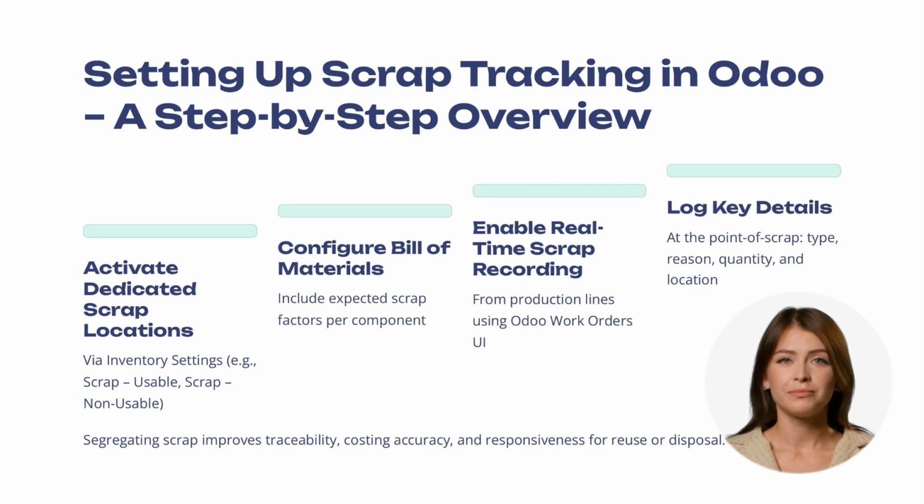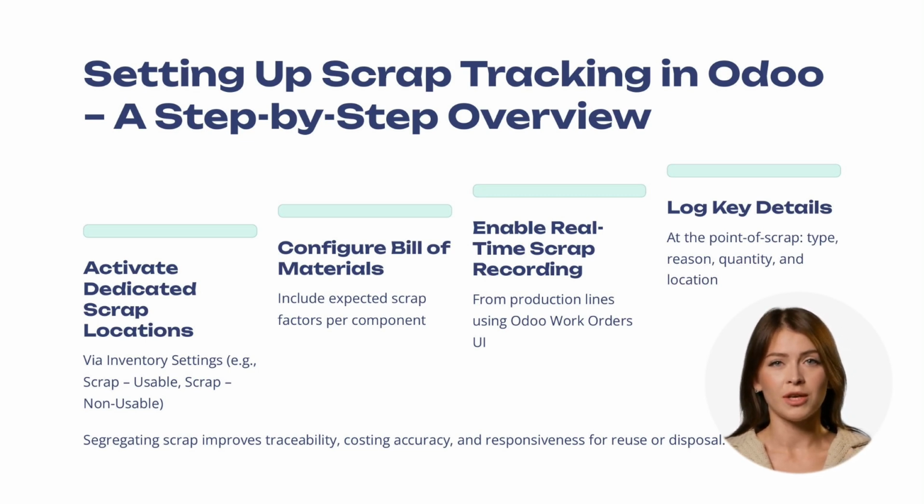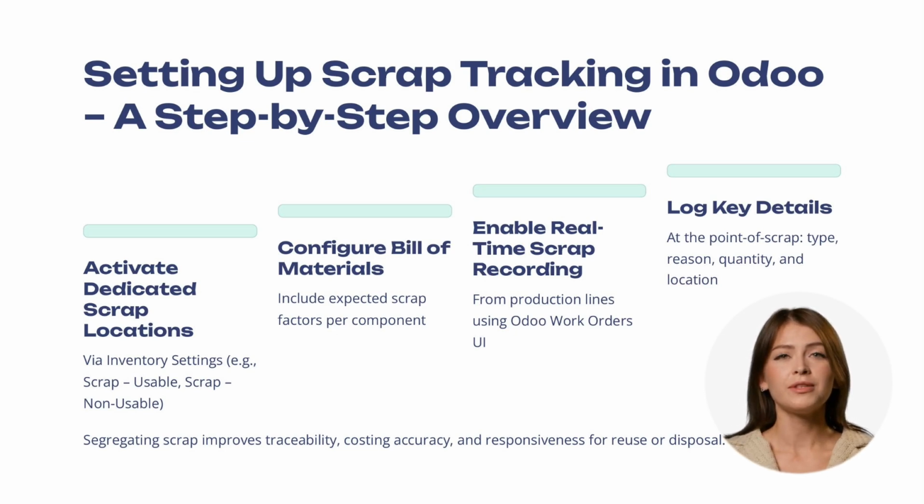Let's break it down. Here's how to set up scrap tracking in Odoo 2025. Activate scrap locations in inventory settings. For example, usable scrap and non-usable scrap. Configure your BOMs to include expected scrap factors. Enable real-time recording via the Odoo Work Orders interface. And most importantly, log key details: type, reason, quantity, and location of scrap. Segregating scrap this way improves traceability, costing accuracy, and responsiveness for reusing or discarding materials.